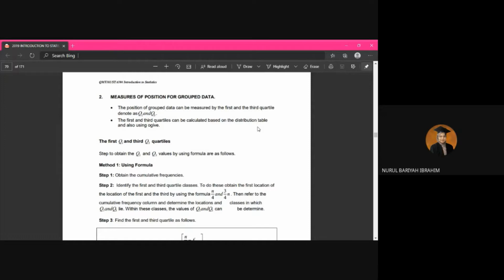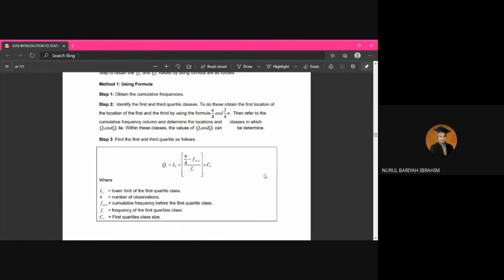The table has two columns. The first column is the classes, which is our variable, and the second column is the frequency. So we want to know which classes contain the quartiles, and what the value of the quartile is. Okay, so we go to the first method, using the formula.